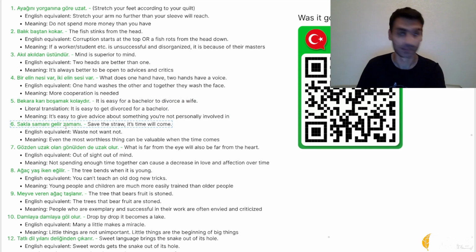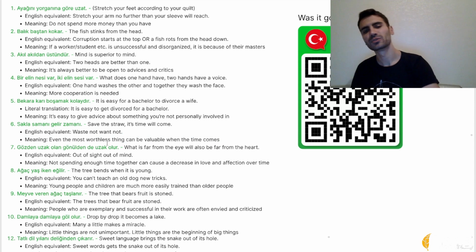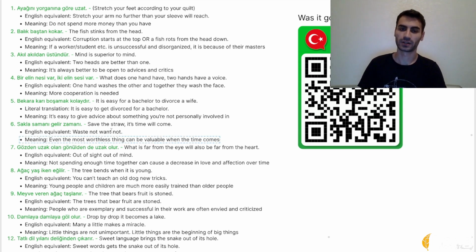Sakla samanı gelir zaman. Save the straw, its time will come. Waste not, want not. Even the most worthless thing can be valuable when the time comes. This is the mentality. Some people have this mentality.